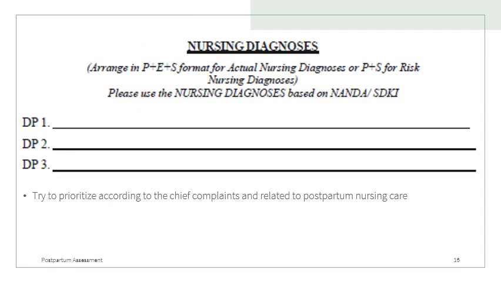Next is the nursing diagnosis. As I mentioned before, you have to arrange the nursing diagnosis in the PES format: problem, etiology, symptom. And here, you really need to arrange or prioritize according to the chief complaint and according to the help that we are going to give to the patient. For example, let's say the mother that I'm assessing has a third child, and this third child comes from the second marriage, where the father did not agree that the baby should be there, but the mother carried on with the pregnancy anyway. So once the baby is born, the mother builds up a lot of anxiety.